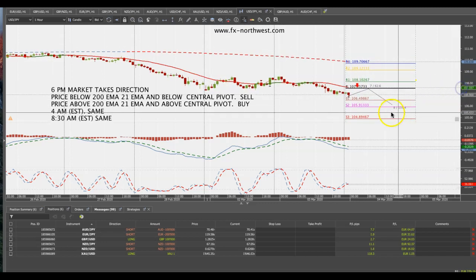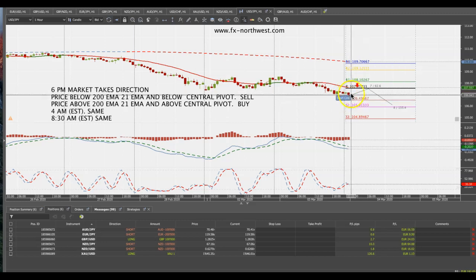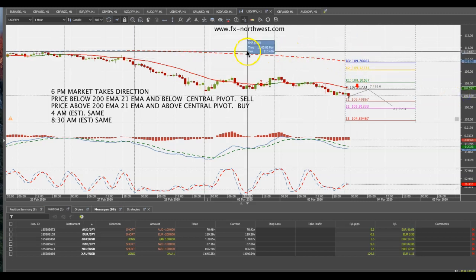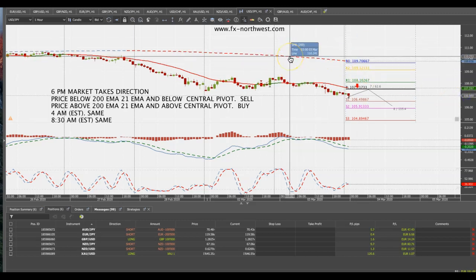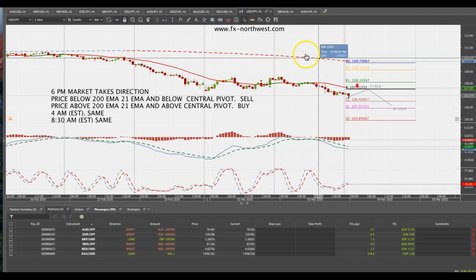So the first trade I haven't taken yet is USD yen. I'm waiting for a retracement close to 107, the central pivot point. So this is what I do. I first look at the 200 moving average line, and I see that we're in a downtrend. This is a 1-hour chart.